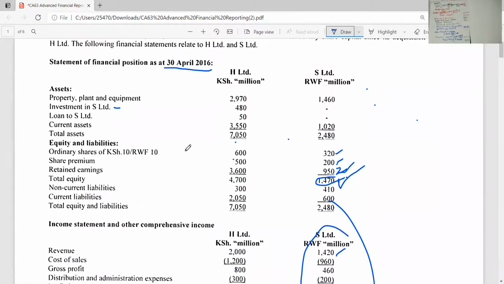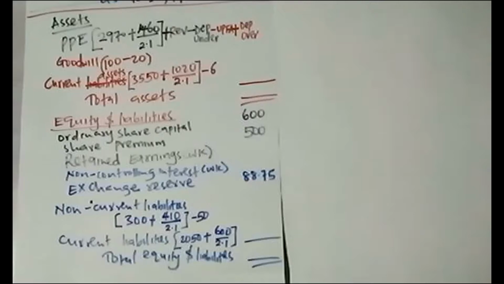So this was the loan to S, the 50. Even they mentioned it under the additional information. So it's the same as under the additional information. So now we can first get the totals of what we have before we do the two workings.